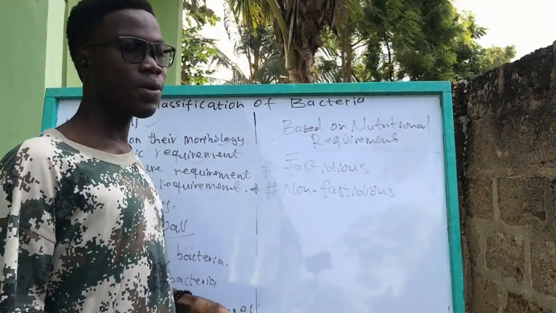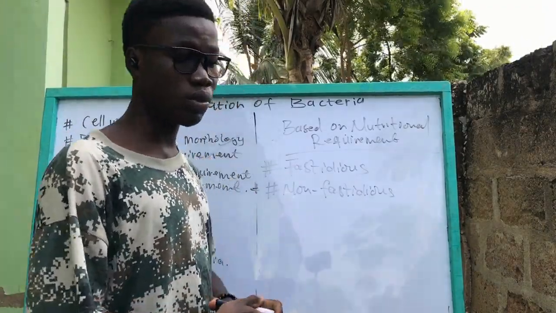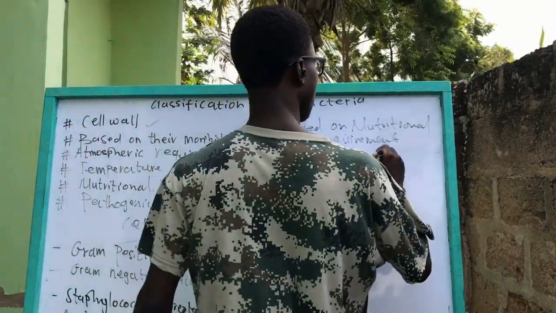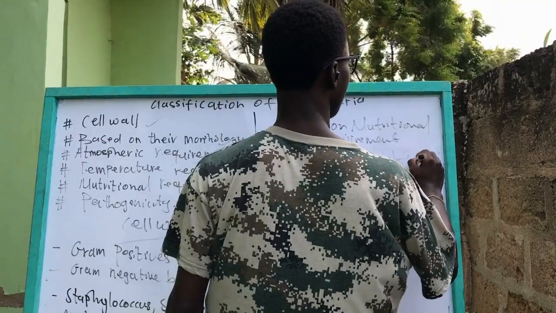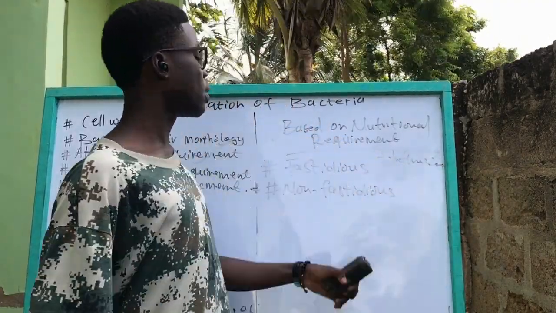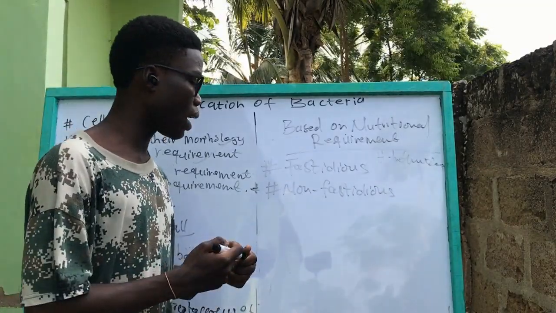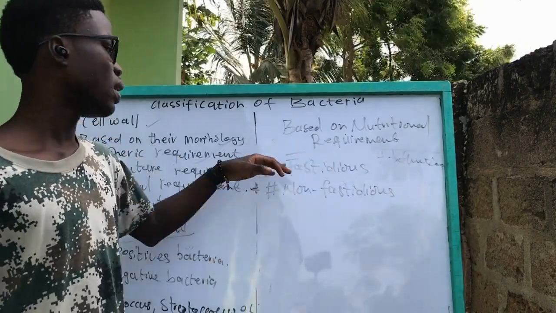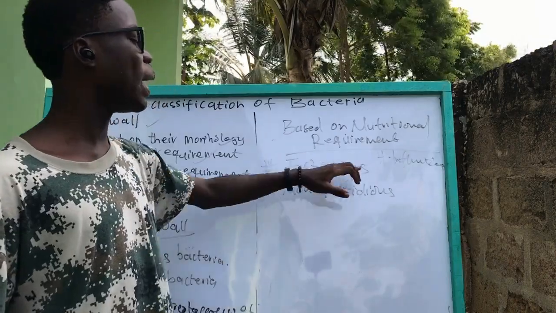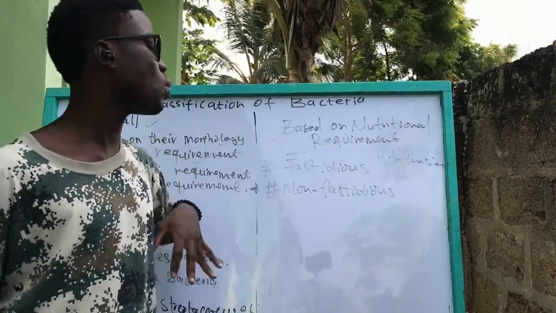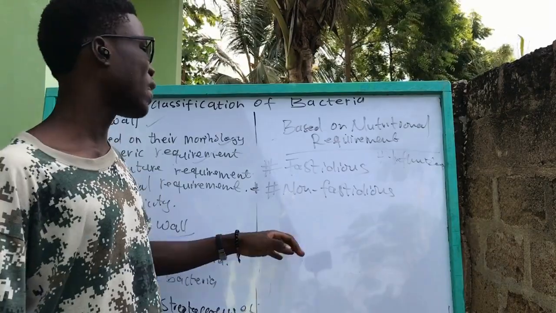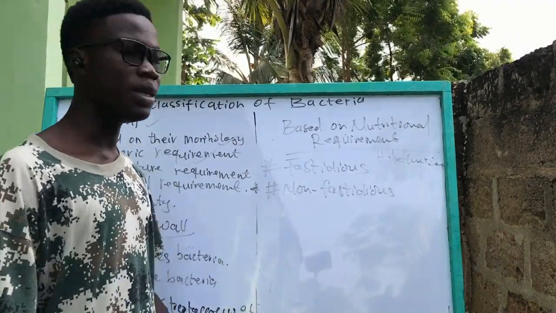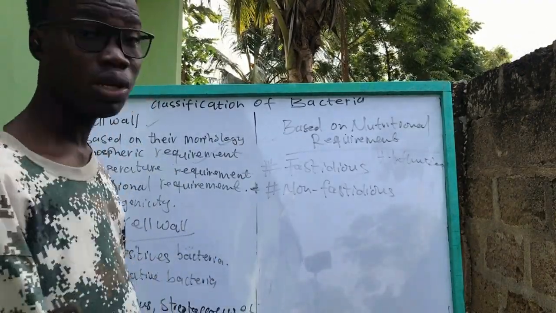The fastidious require specific nutrients in order for them to grow. Haemophilus influenzae is an example of fastidious. They require specific nutrients. H. influenzae, for instance, requires either blood agar or chocolate agar for it to grow well. The non-fastidious don't require any specific nutrients. They can grow in most media. So that is based on nutritional requirements.